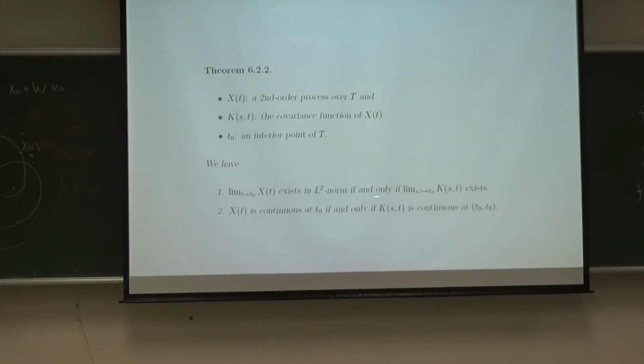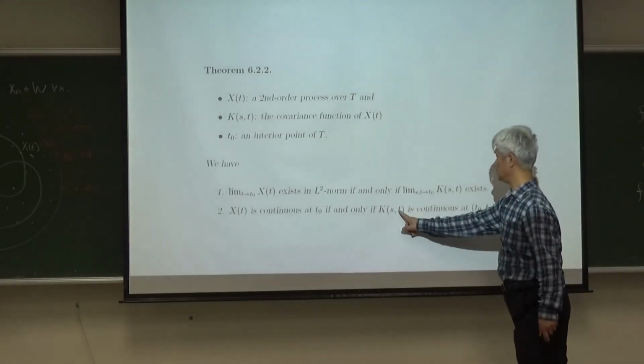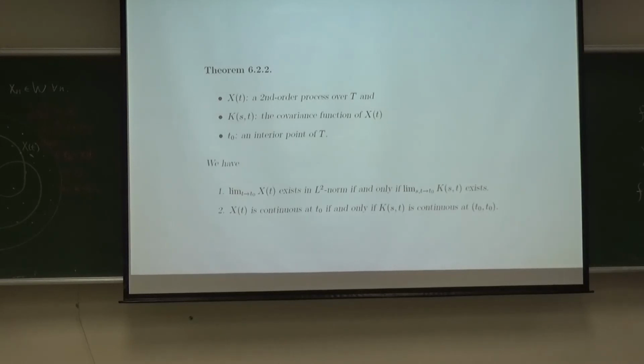Okay. The geometry, the behavior of the scalar process in the L2 space can be controlled by the behavior of the covariance function. So this is the equivalent condition. The most important thing is that x of t is continuous at t0 if and only if the covariance function is continuous at (t0, t0), when s is equal to t0 and t is equal to t0. Okay. So we have this result. They are equivalent conditions.